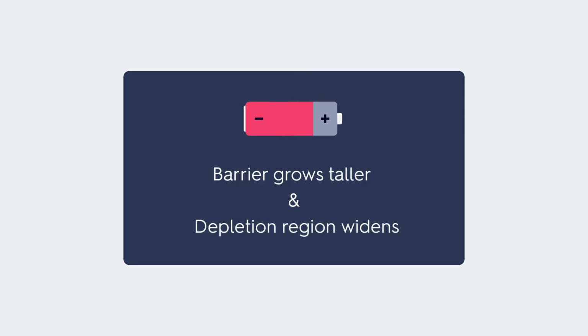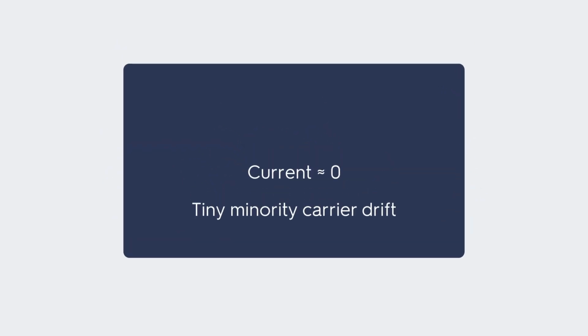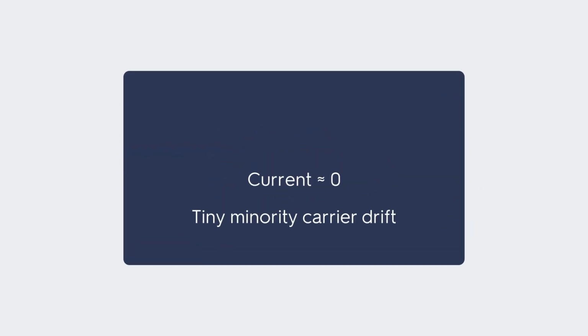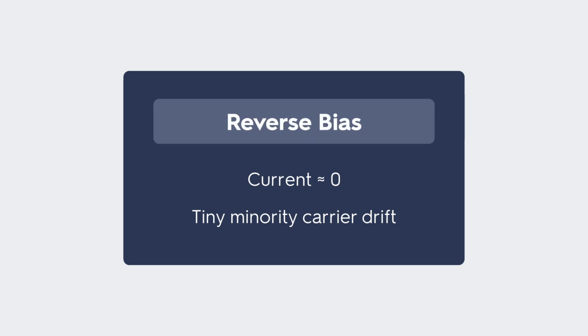Another common error is mixing up the battery connection. If you reverse the battery, the barrier grows taller and the depletion region widens. Diffusion becomes even harder, so current is nearly zero except for a tiny minority carrier drift. That is reverse bias, the opposite behavior of what we are focusing on today.